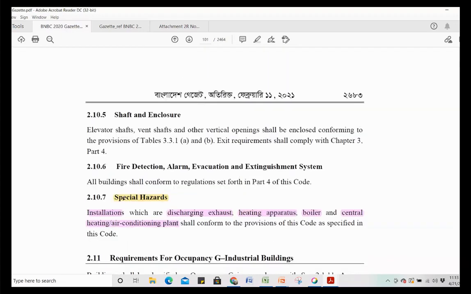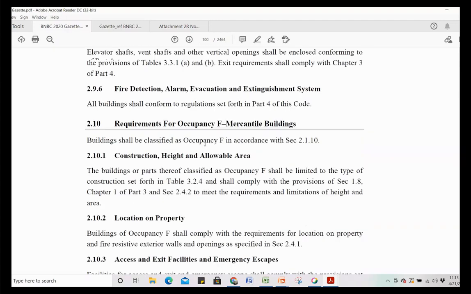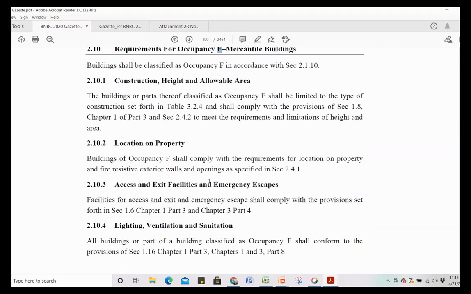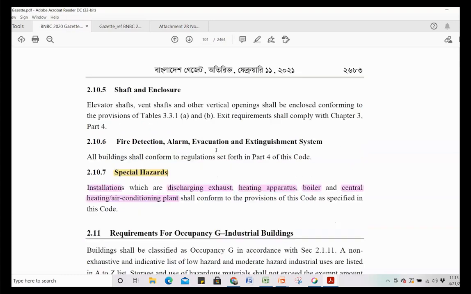However, there is a special hazard clause in this mercantile occupancy F. So there is a special clause here, a bit different from others. So what is the clause? It says that installations which are discharging exhaust, heating apparatus, boiler, and central heating or air conditioning plant shall conform to the provision of this code as specified in the code. So for particularly mercantile section, there is a special hazard clause, and the designer must take account of that.